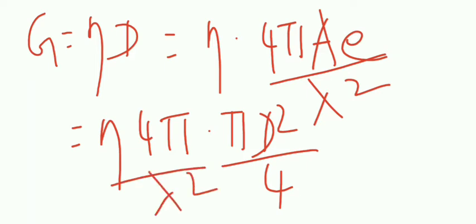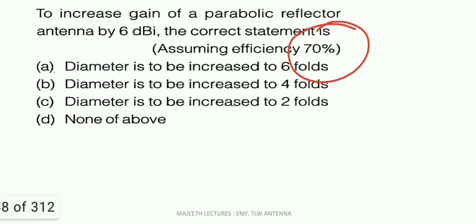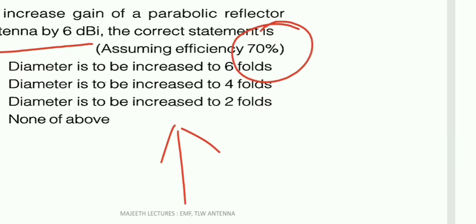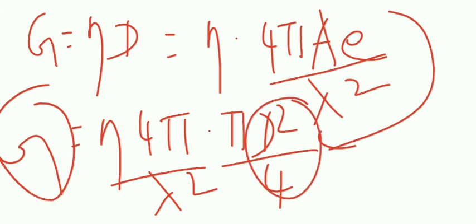Right? So this is for a parabolic antenna. AE is equal to pi D squared by 4. This is what our G is. So what is the relationship between G and D? Other things are constant because we are bothered only about increasing the gain with respect to our diameter. So other things may be considered constant. From this equation we know that G is directly proportional to D squared.